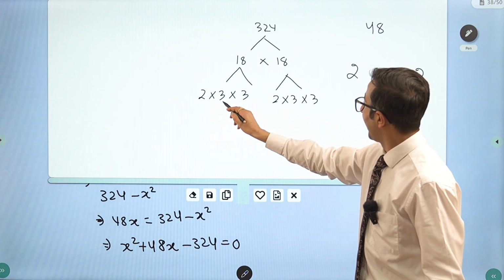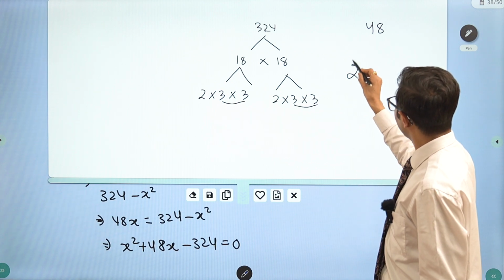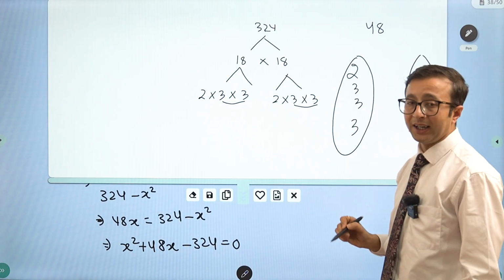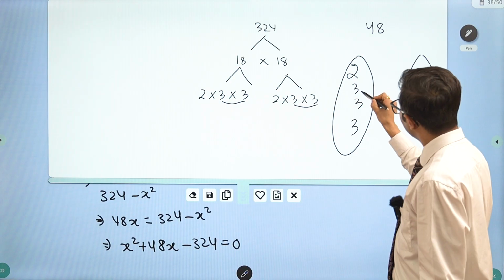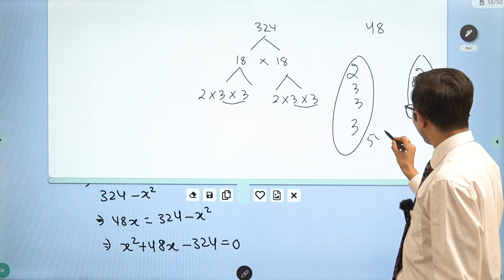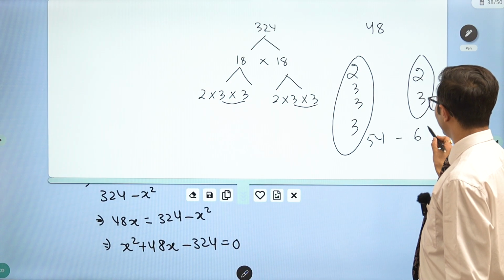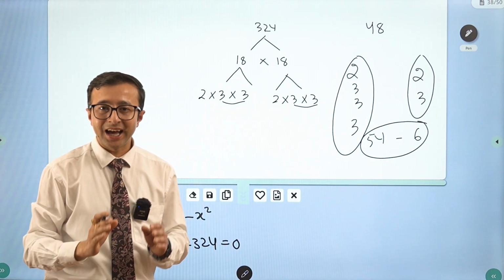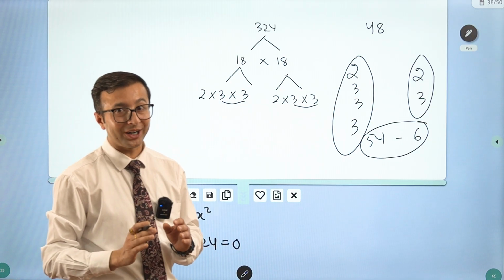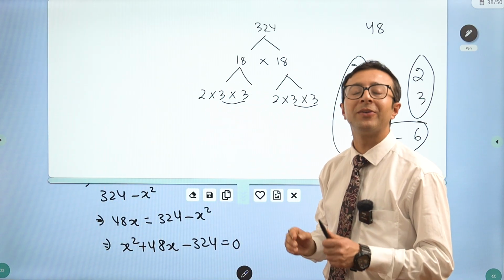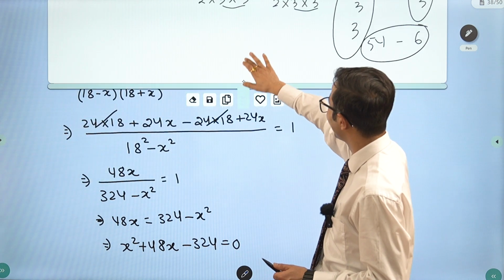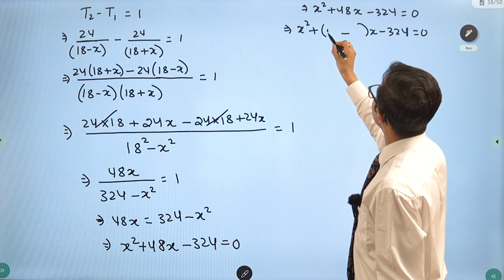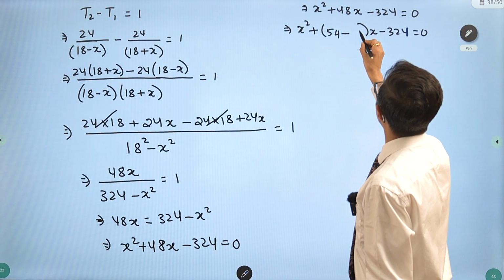Now I will take these four 3's, three 3's with this and another with this. 3 3s are 9, 9 3s are 27, 27 2s are 54, and here 3 2s are 6. Look at here, 54 minus 6 is 48. That is the idea. Always you have to follow those even or odd cases. Once you follow them, it will be very easy to factorize using middle term splitting, right? So what we have here is 54 and another is 6.